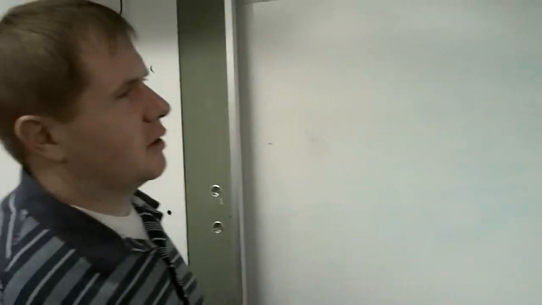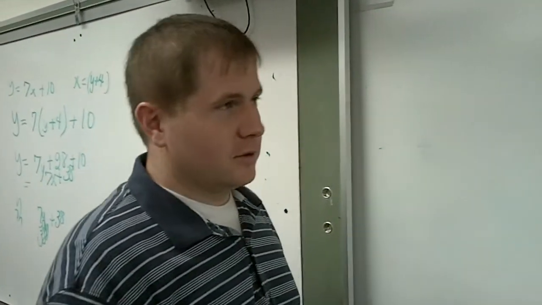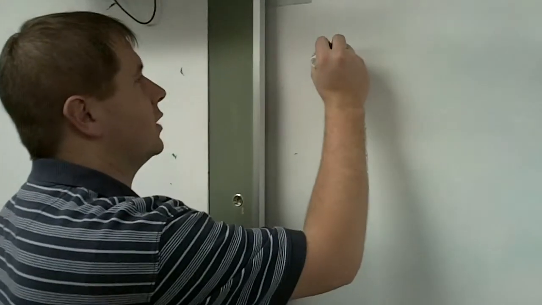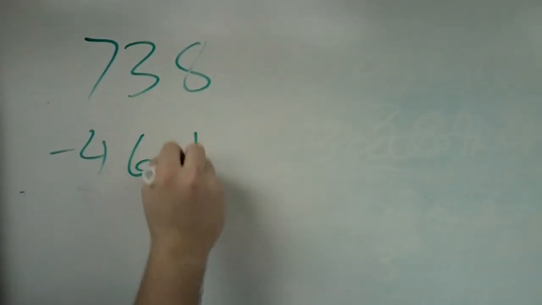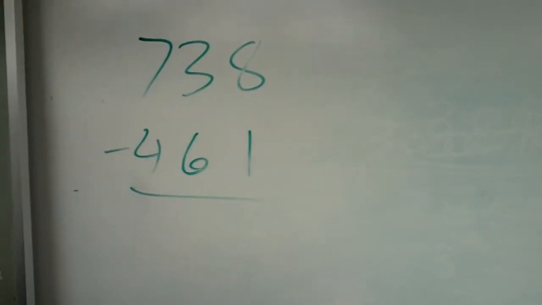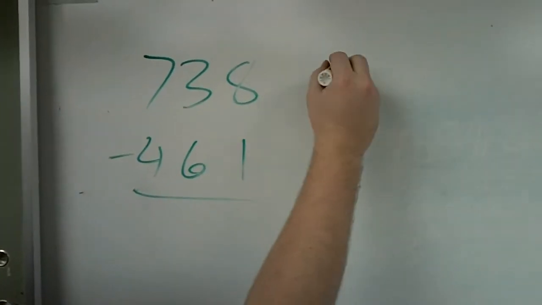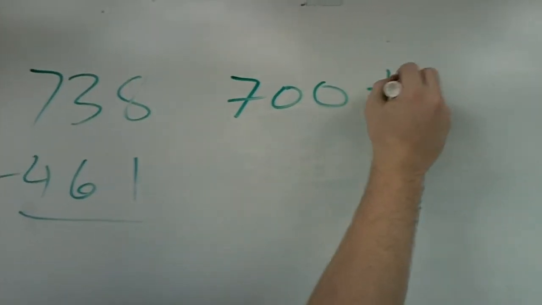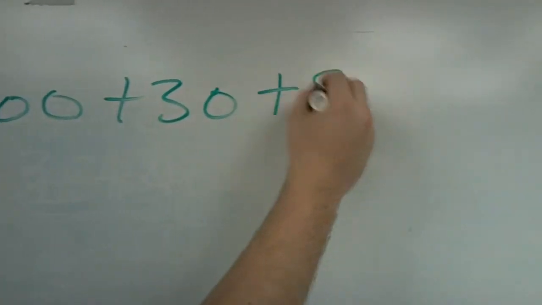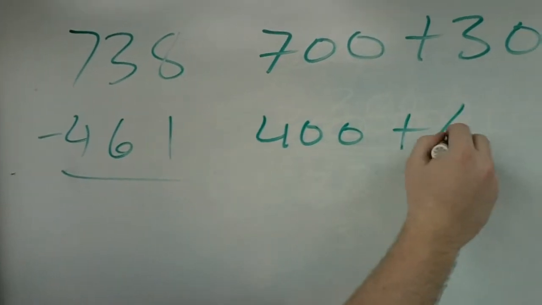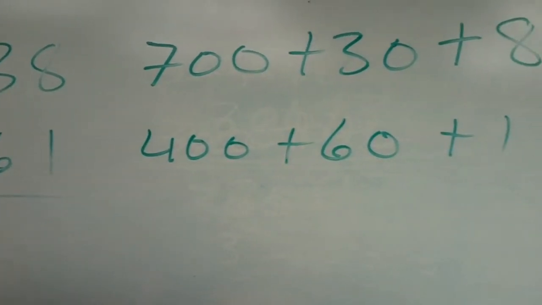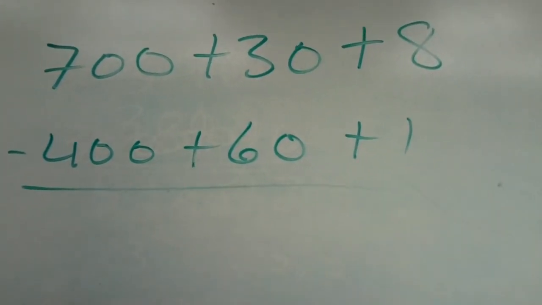Alright, so we're going to do another example. It's just going to be a little bit different, but the same idea, just to kind of prove a point, and then we'll give you one in a minute here to work on. We're going to look at the problem 738 minus 461. Again, we're going to write this out in expanded form. 700 plus 30 plus 8. The other number is 400 plus 60 plus 1. And again, we are subtracting all of this.